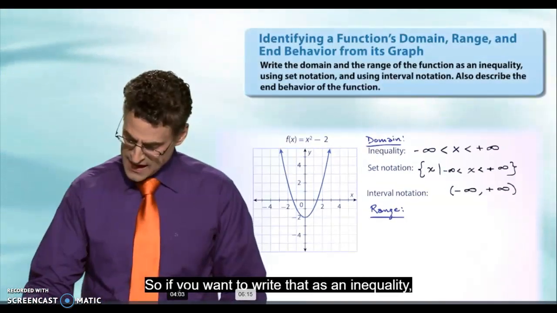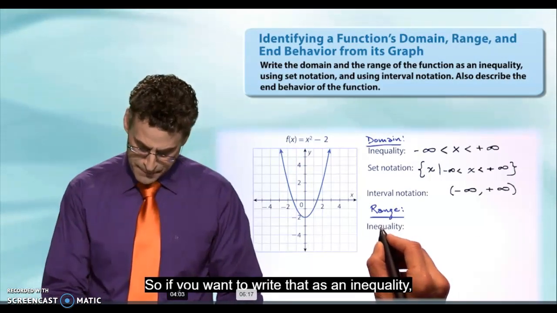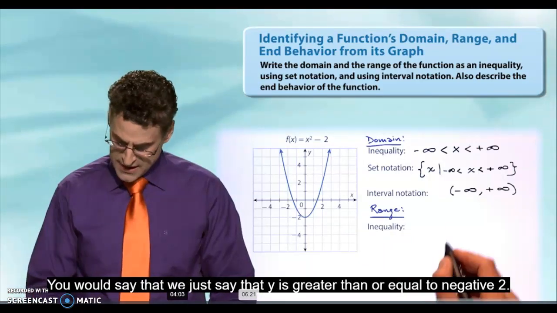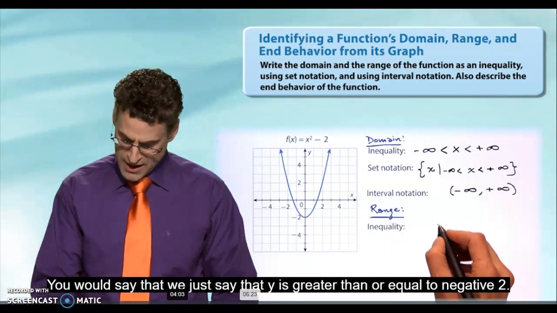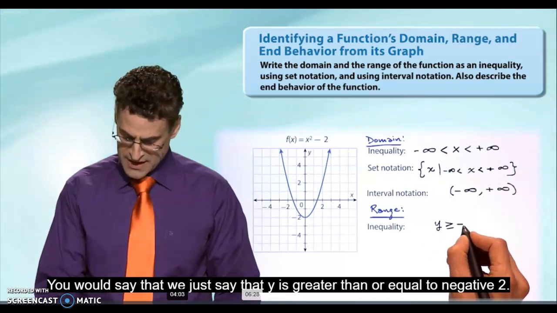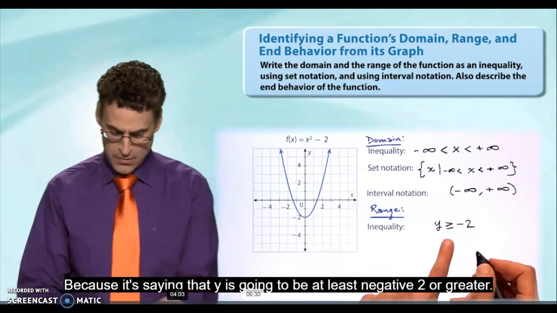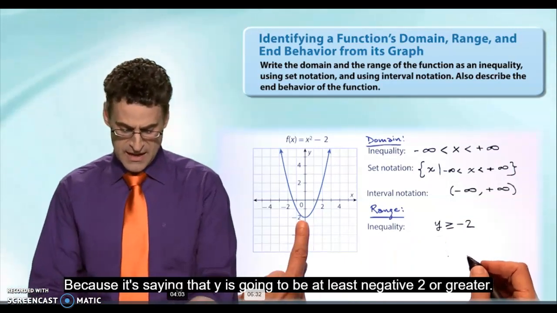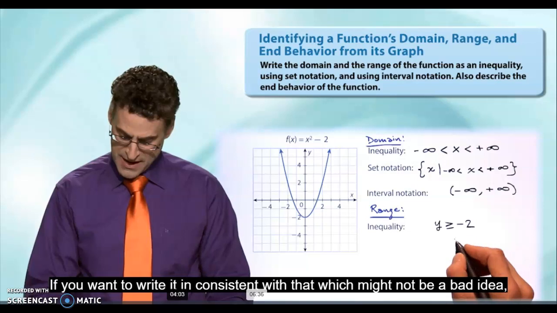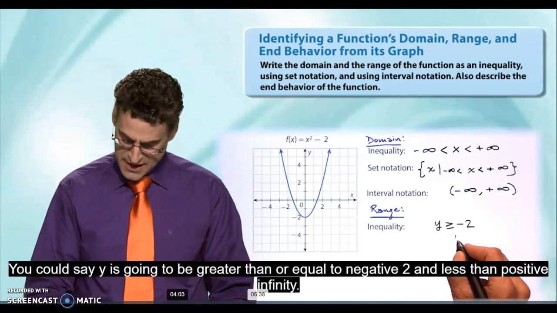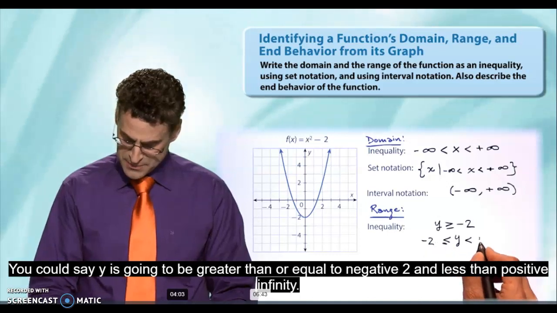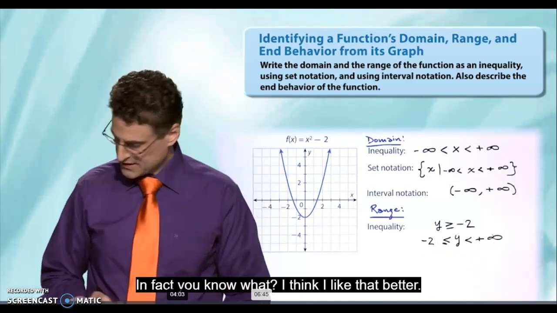So, if you want to write that as an inequality, no problem. Here's how you'd write it as an inequality. We just say that y is greater than or equal to -2, because it's saying that y is going to be at least -2 or greater. If you want to write it consistent with that, which might not be a bad idea, you can write it this way. You could say y is going to be greater than or equal to -2 and less than positive infinity. In fact, you know what? I think I like that better.